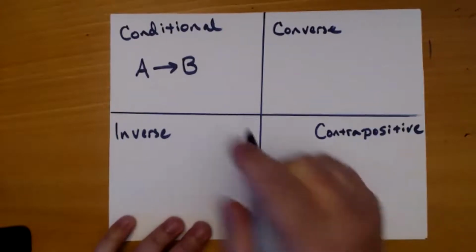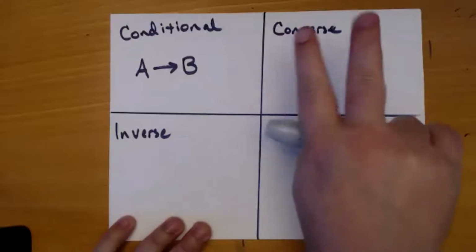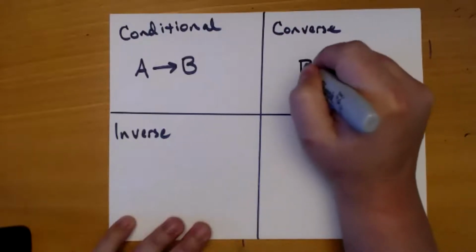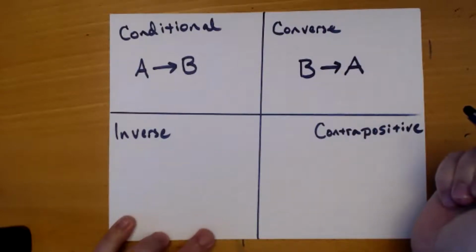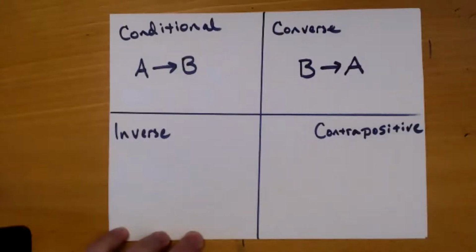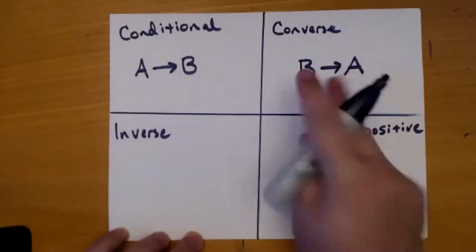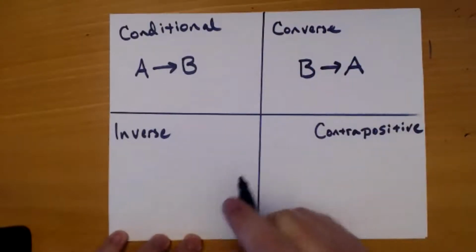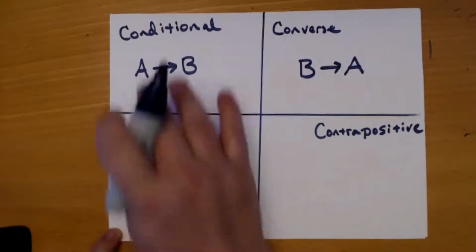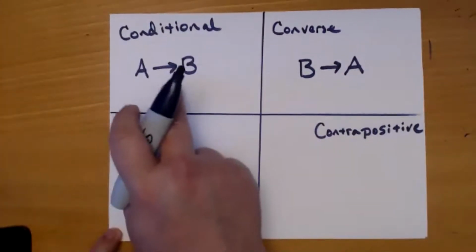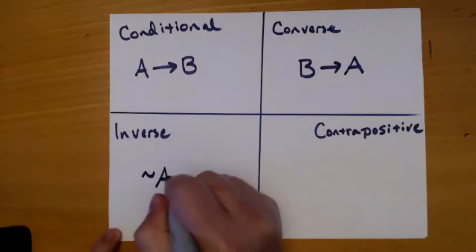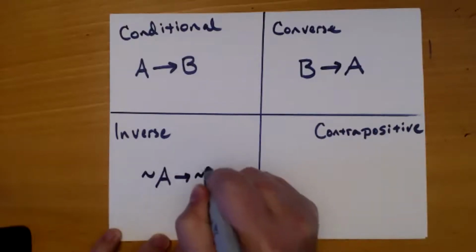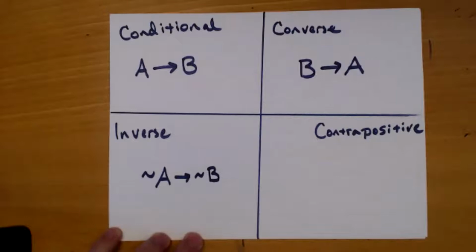Okay. But in the converse, we changed the order. We switched them around. Now it's still an if then, but it's been changed. In the inverse, we start with the conditional. You always start with the conditional and you insert not. So you negate both of the pieces.